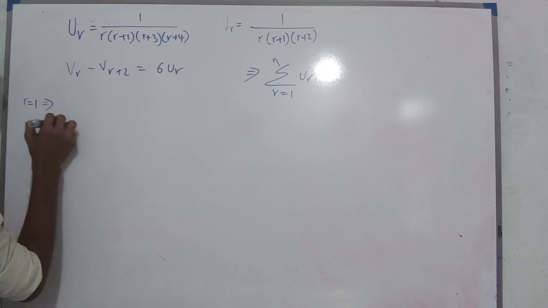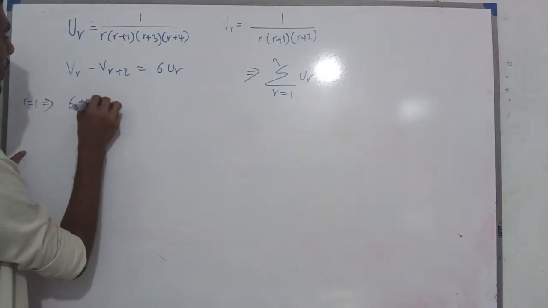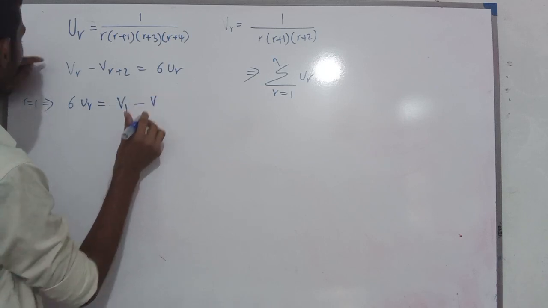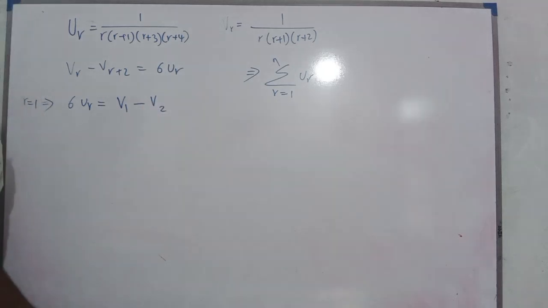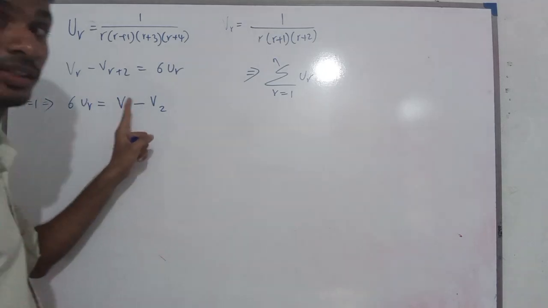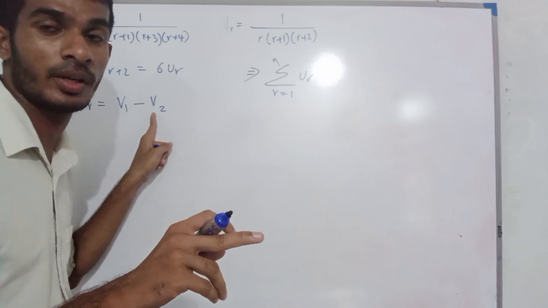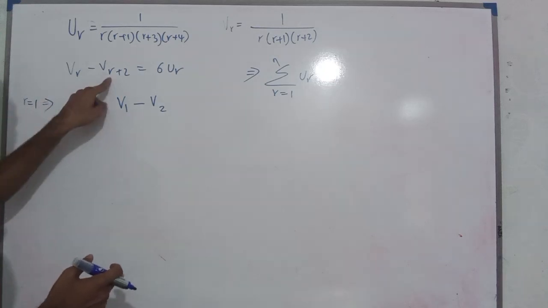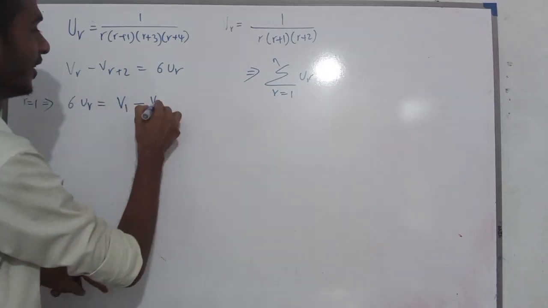So now when r is equal to 1, 6 ur is equal to v1 minus v2. Okay. When r is equal to 1, yeah, this is also one of the mistakes I made while I was recording the video after finishing permutation and combination. You see, r is equal to 1, so 1 plus 2, not 2. This is 3, okay? This is v3.